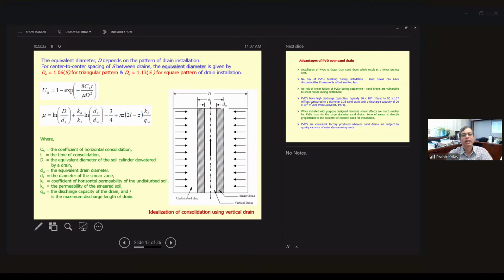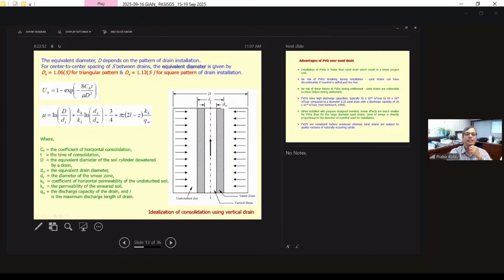So, the equation is a little bit different than the earlier one. Again, the equivalent diameter is 1.06 times S for the triangular pattern, and 1.13 times S for the square pattern, where S is the center-to-center spacing between the drains. And you can calculate a similar type of equation for degree of consolidation, but in the horizontal direction.